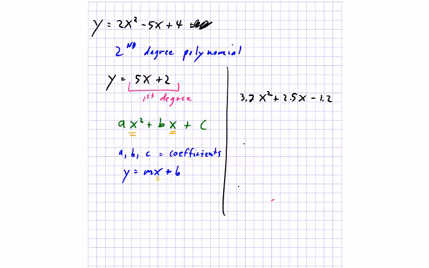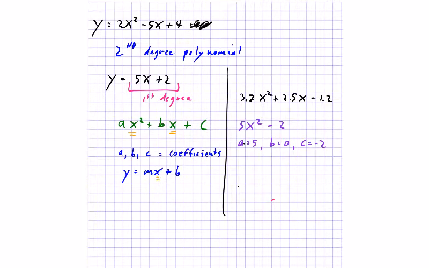Sometimes you might see a quadratic that looks like this. It could be 5x squared minus 2. And when you have that, it means that the a value would be 5. You don't see a term for x, so what that means is that the b value is 0. And since it's supposed to be plus c and we have a minus 2, c must be equal to negative 2.